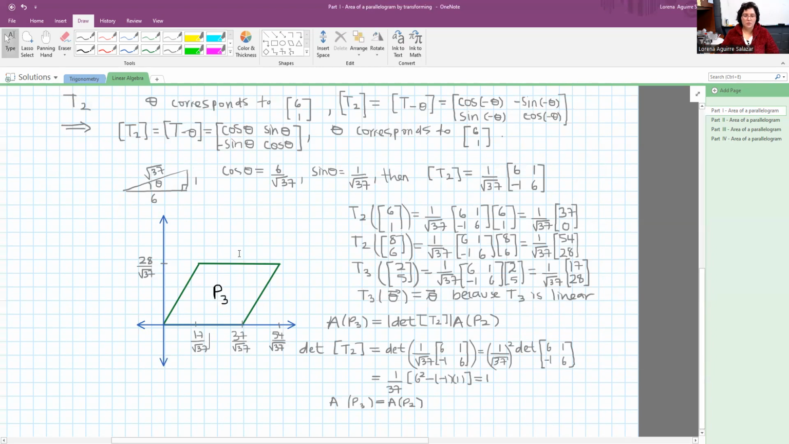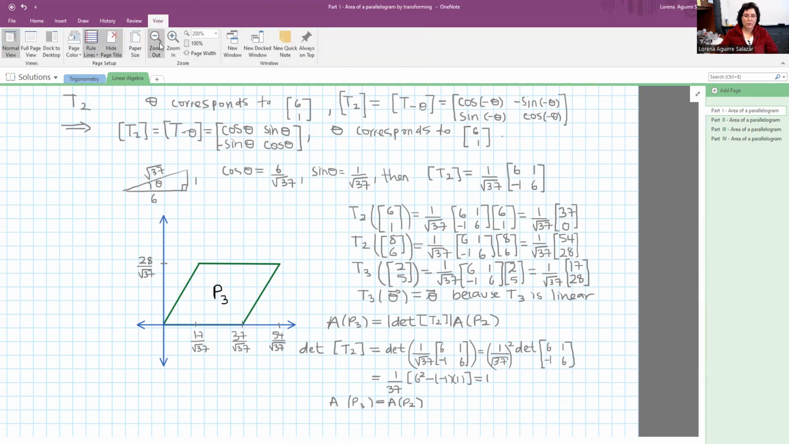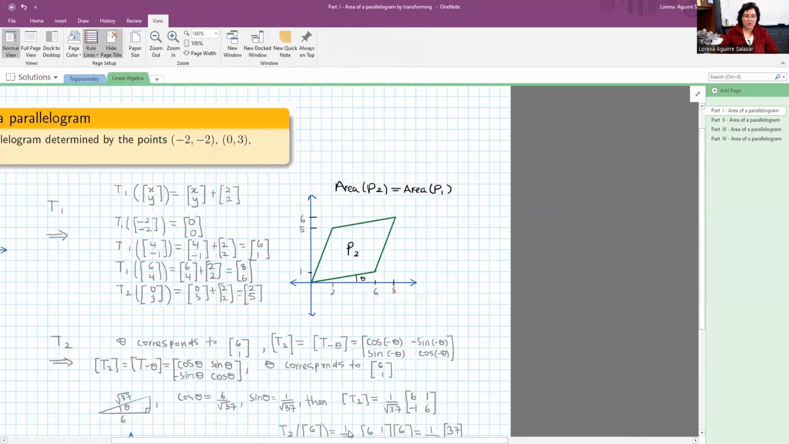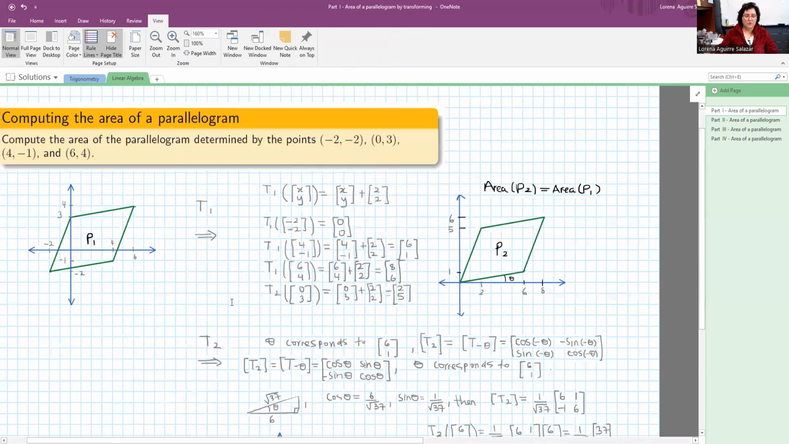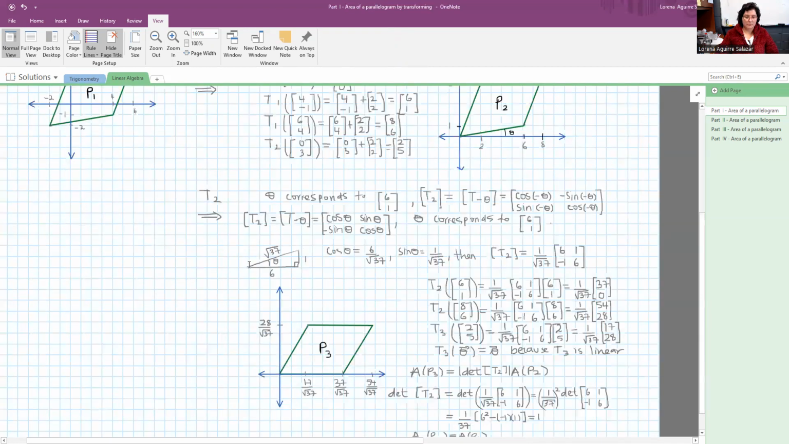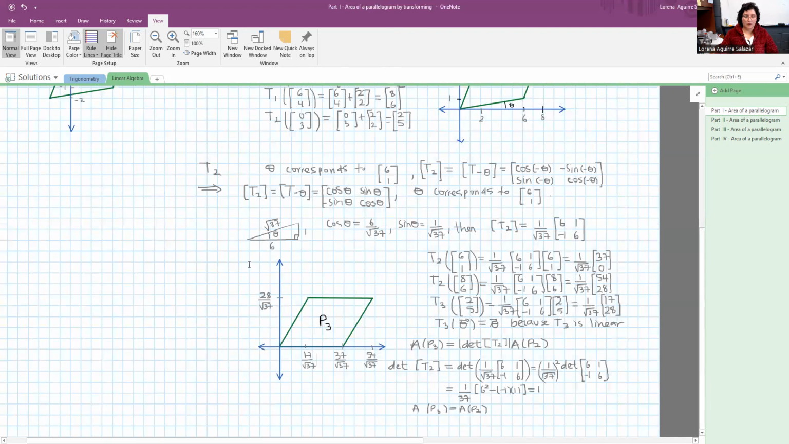And remember, we're trying to transform this parallelogram into a rectangle so that we compute the area of the original parallelogram by relating it to the area of a rectangle. And so far, we have applied 2 transformations. One of them is a translation. Another one is a rotation. Those are planar transformations, and the area has not changed in the process.